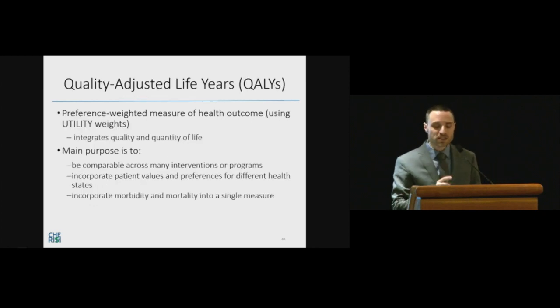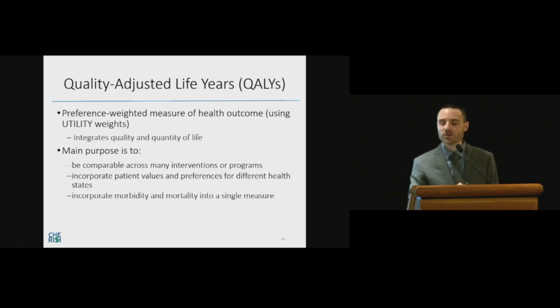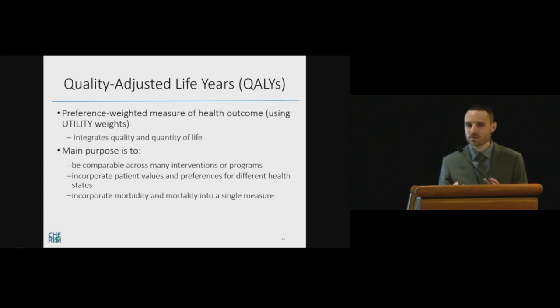Okay, so quality-adjusted life years are preference-weighted measures of health outcome, as I've alluded to. One of the nice things about the quality-adjusted life year is that it integrates both quantity of life and quality of life, and I'll show you how that's done next. But its main purpose is to be comparable across many interventions, programs, diseases, disorders. It incorporates patient values and preferences for different health states, and incorporates morbidity and mortality into a single measure. So it allows us to have a much broader economic interpretation than, let's say, a disease or disorder specific measure of effectiveness.